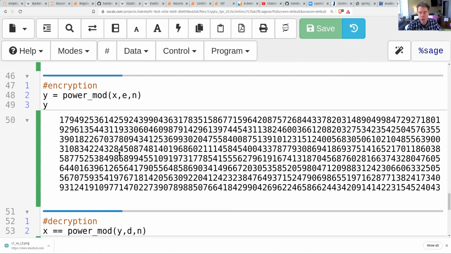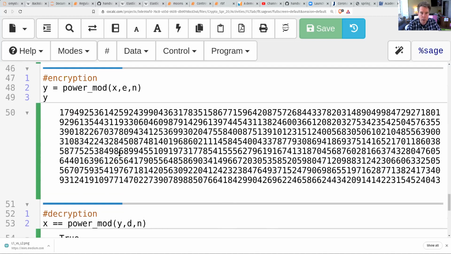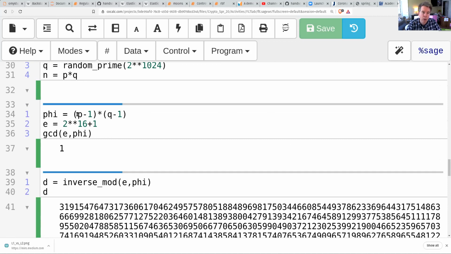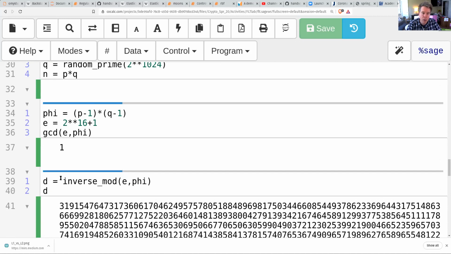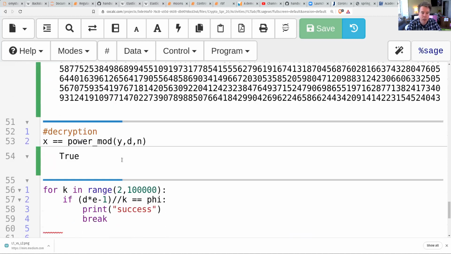As far as RSA is a secure cipher. But we can easily get back to x because we know p and q. So once you know p and q, what can you do? If you know p and q, then it's easy to compute phi. And if you know phi, then it's easy to compute d. And then with d, you can do the decryption. Here's the decryption. It's just y to the dth power mod n gets us back to x. You can see it's saying true because it actually works.